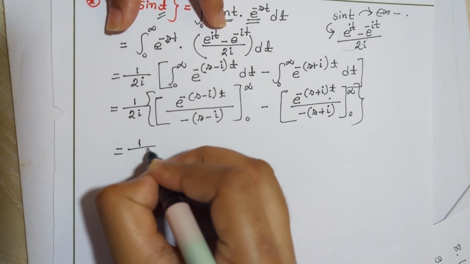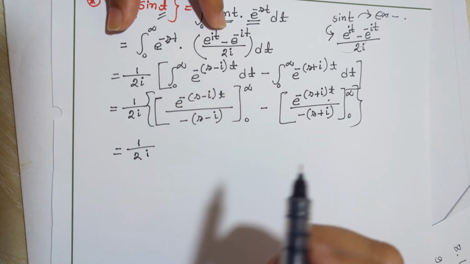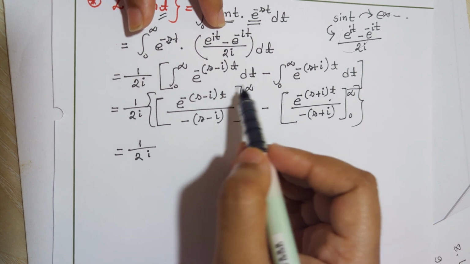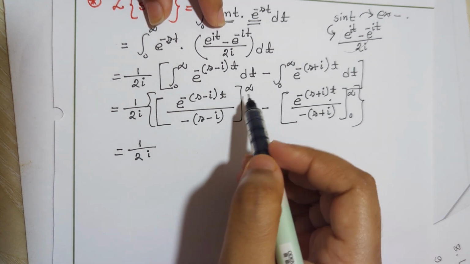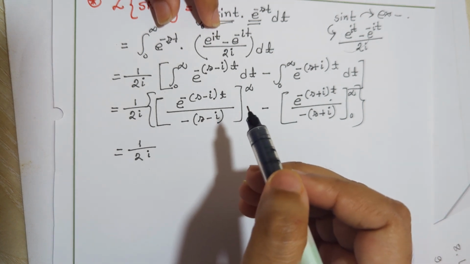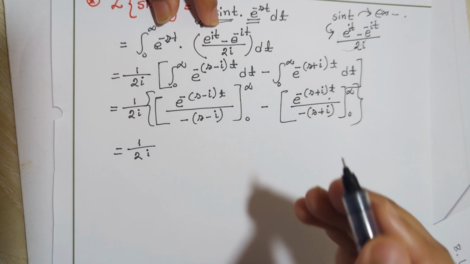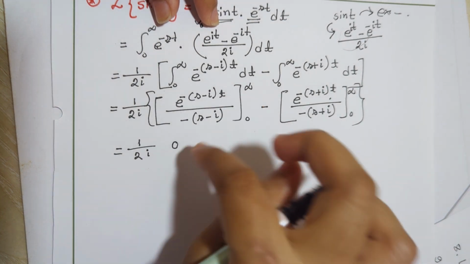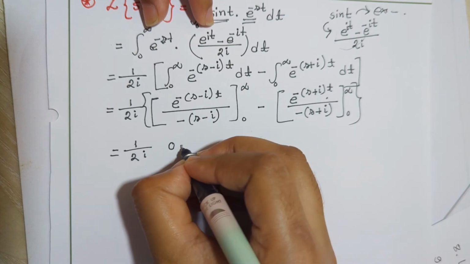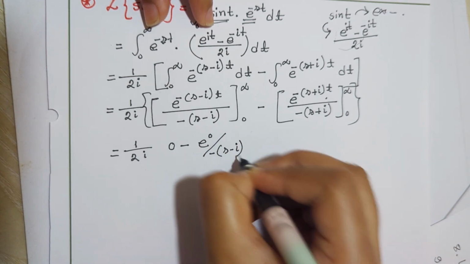Now we will write 1 divided by 2i into, if we put the limit inside this function, for our higher limit we write the limit instead of t. So we will get e to the power minus this into infinity, so ultimately e to the power minus infinity. We know that the value of e to the power minus infinity is 0. So for the higher limit the value will be 0. And if we put in 0, then we will get minus e to the power 0 divided by minus s minus i.